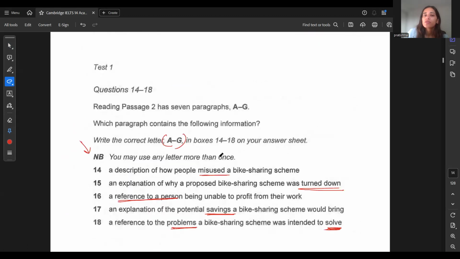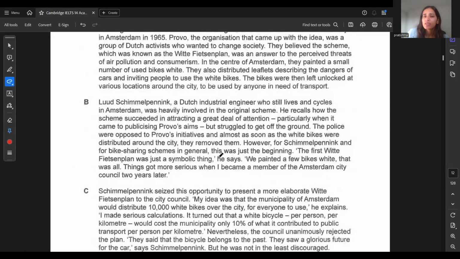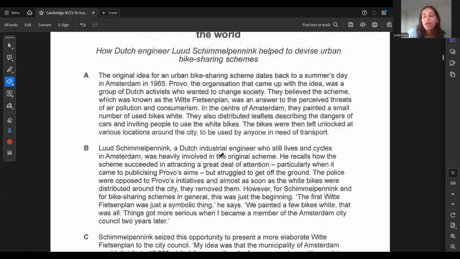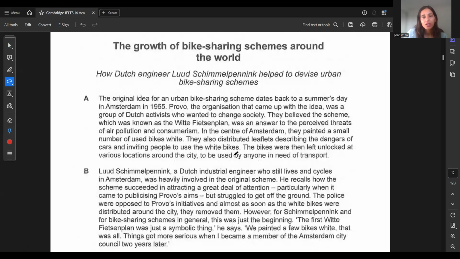But our major focus for today is not solving questions, but rather talking about and seeing where we can find the information. So it is the growth of bike sharing schemes around the world. How Dutch engineer Luud Schimmelpennink helped to devise urban bike sharing schemes. So in your exam, we will not focus if you have names like this. We can always just do it as LS or something like that, just an acronym. He was the one who devised urban bike sharing schemes.